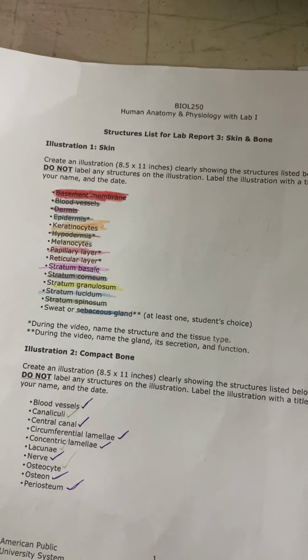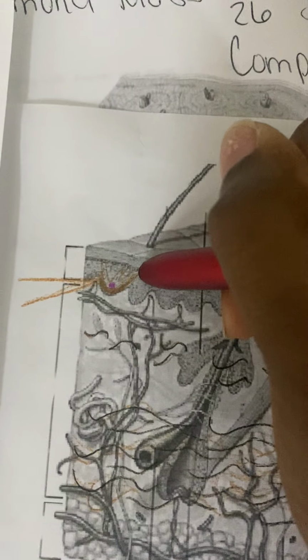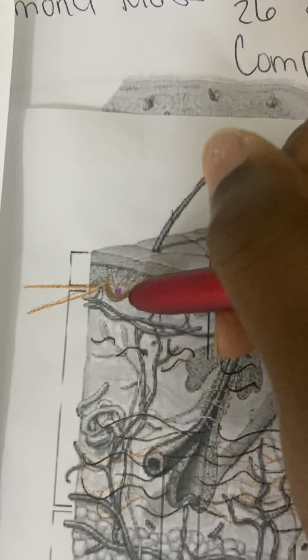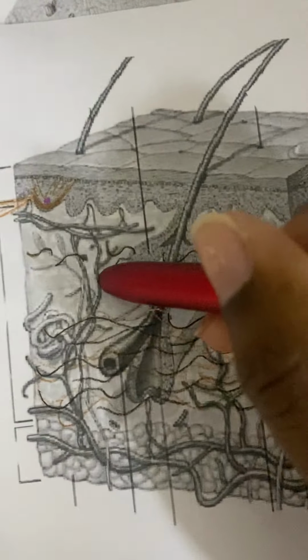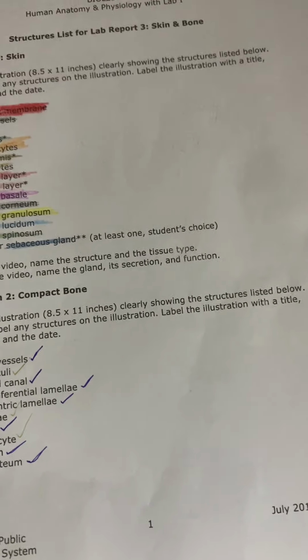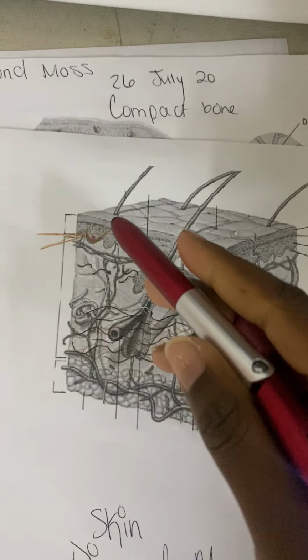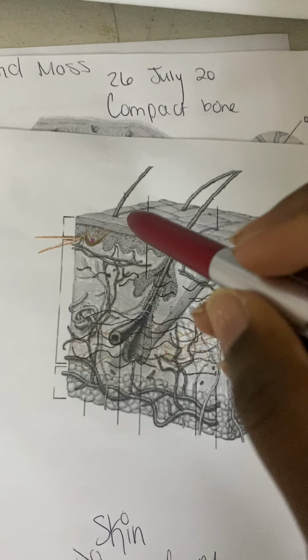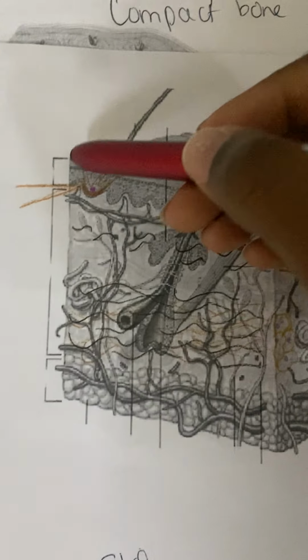So the first diagram is skin. The first one on the list is the basement membrane, which I have to draw, which is this outer layer of the melanocyte. The next one will be blood vessels, which are here. The next one will be the dermis, just the middle layer right here of your skin. The next one is the epidermis, and it says that I have to state the tissue type. The epidermis is the stratified squamous epithelial tissue. I hope I pronounced that correctly. But this is here.